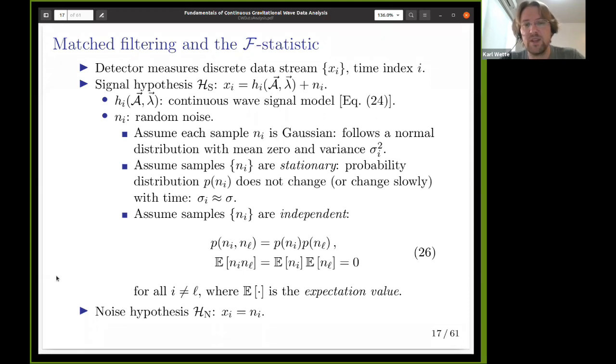Again, these assumptions aren't always exactly satisfied for real detector noise, but you can usually break up the data in such a way that, at least on a long enough time scale, they are satisfied. So that's our signal hypothesis, and then our noise hypothesis is just assuming that there's noise in the data, so we don't have any signal.